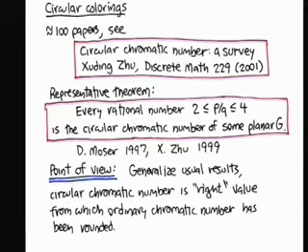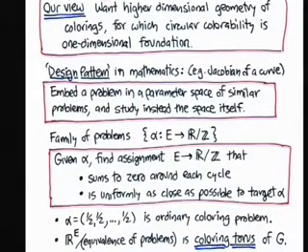And so it's interesting that every rational number between 2 and 4 occurs as the circular chromatic number of a planar graph. So they're dense everywhere, and that's kind of nice. Okay, so what am I interested in doing?